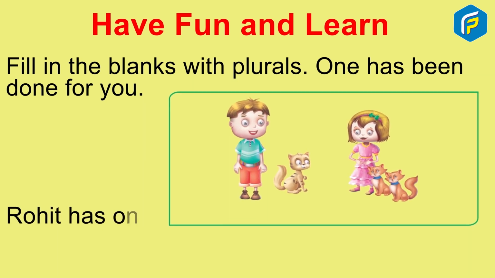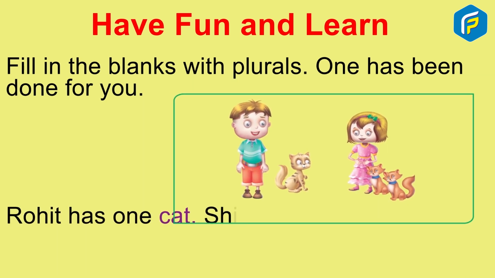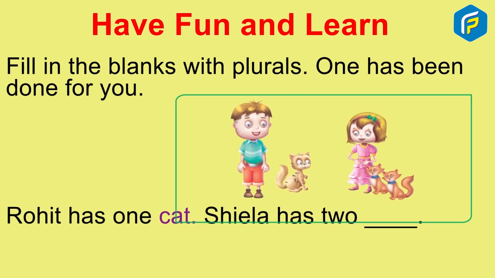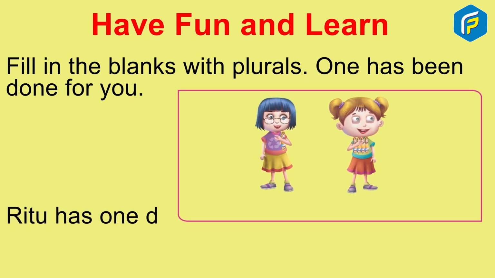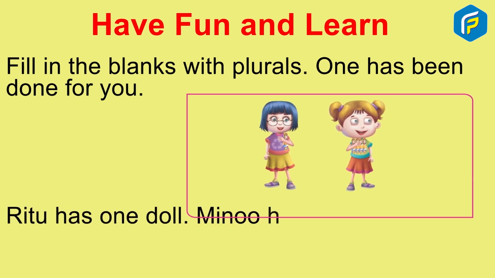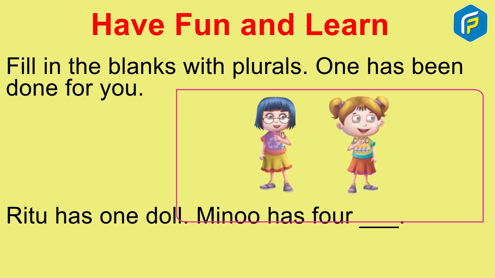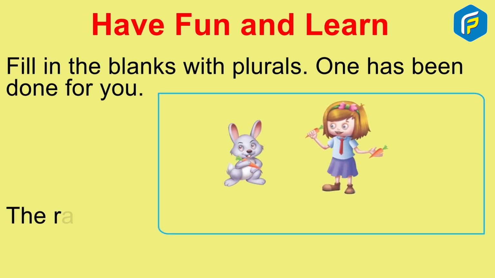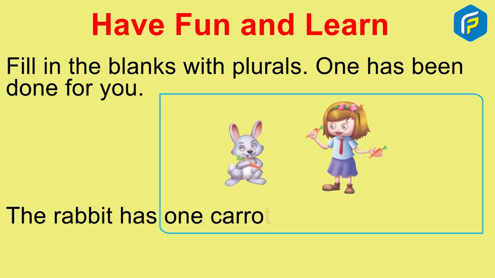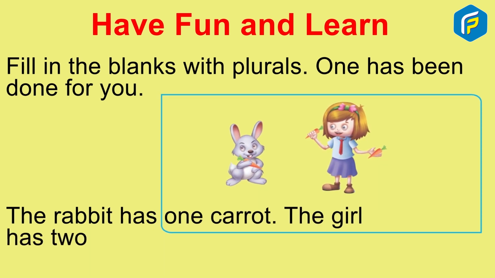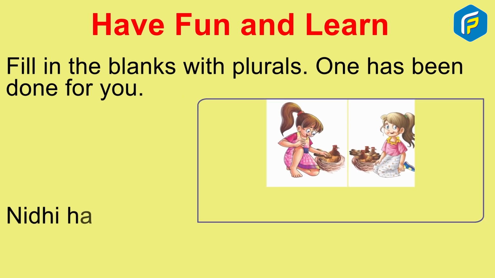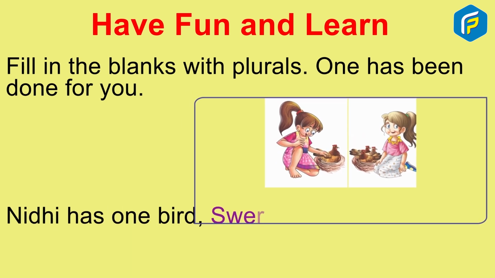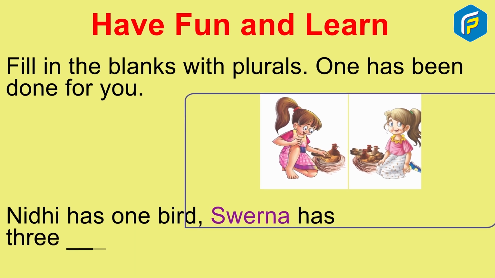Rohit has one cat. Sheila has two cats. Ritu has one doll. Meenu has four dolls. The rabbit has one carrot. The girl has two carrots. Nidhi has one bird. Swarna has three birds.